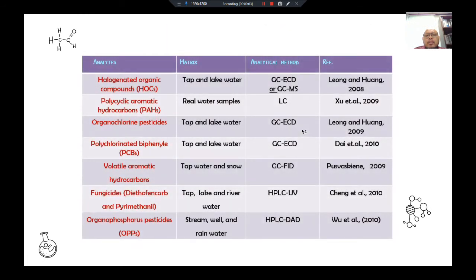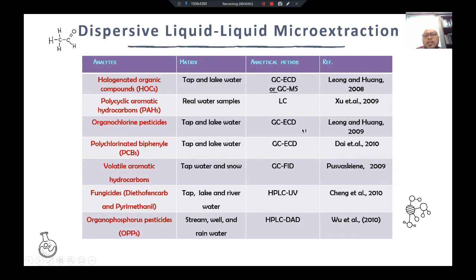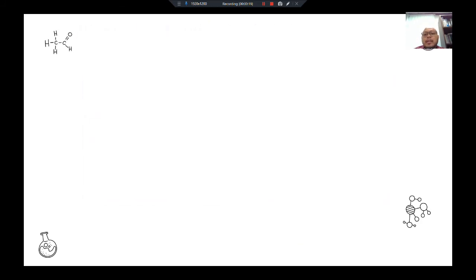Okay, the application of dispersive liquid microextraction yang SFO lah, solidified organic drop tu. Okay, the application is similar to the normal DLLME, so a lot of application for this particular extraction method.